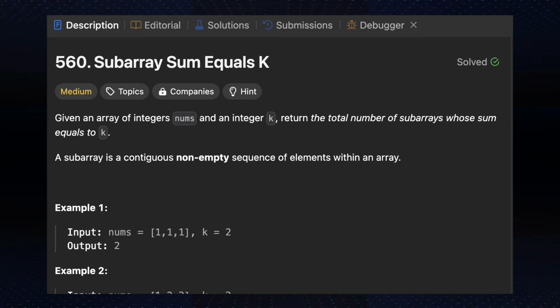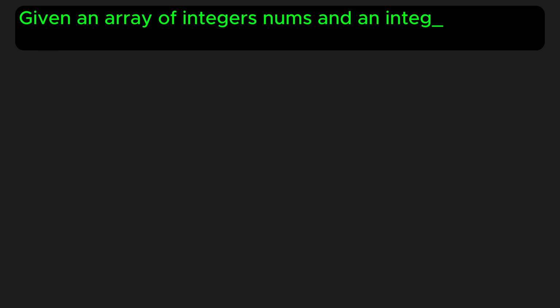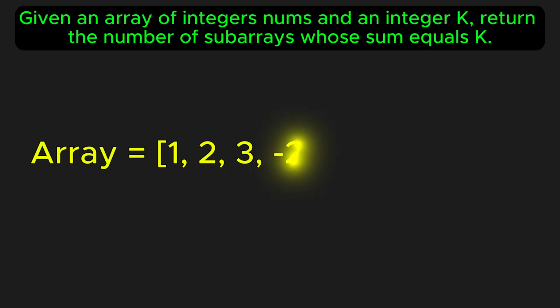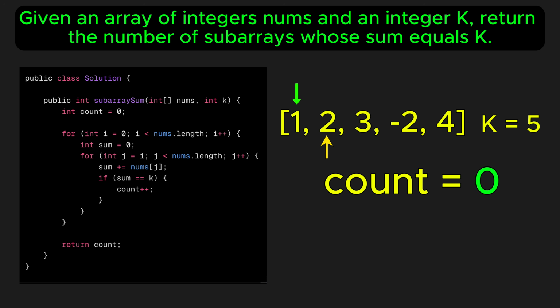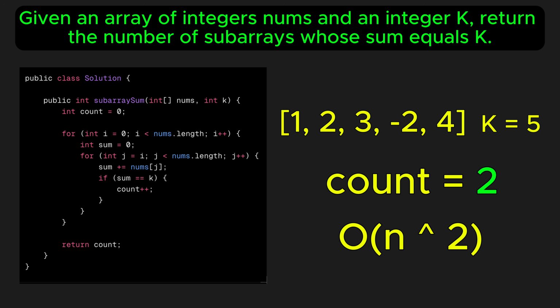Next problem, LeetCode 560, Subarray Sum Equals K. Given an array of integers nums and an integer k, return the number of subarrays whose sum equals k. For example, if our array is given and k is 5, there are two subarrays that sum to 5. The brute force approach iterates over all possible subarrays using nested for loops and counting subarrays whose sum equals k. However, this approach has a time complexity of O(n²). We can optimize this to O(n) time using the prefix sum approach.